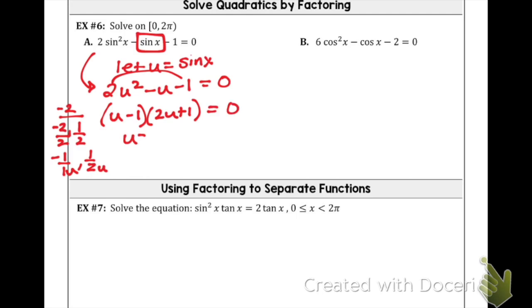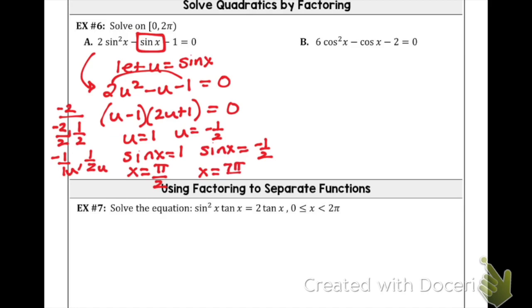So then we're going to have u equal to 1, u equal to negative 1/2. So what was u? u was sine of x. So we need to figure out when my vertical displacement is 1 and when my vertical displacement is negative 1/2. Well, my vertical displacement is 1 at half a pi. And my vertical displacement is negative 1/2 down in quadrants 3 and 4. So 7 pi over 6 and 11 pi over 6. So those would be your 3 solutions just within one full rotation.